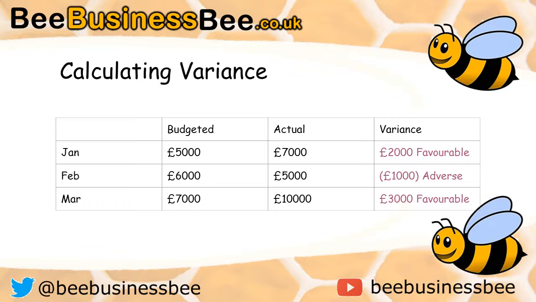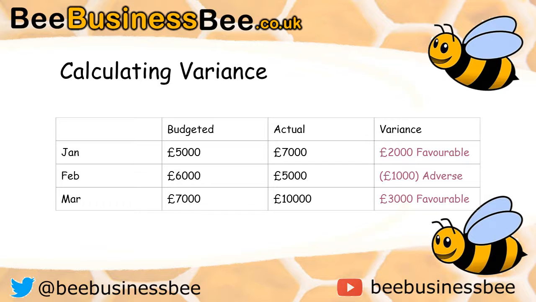In February, however, I budgeted to actually make a profit of £6,000, but I actually only made a profit of £5,000. I've done worse. Now notice I put it in brackets. I'm using my same policy of negatives in brackets of minus £1,000. Now because I've done worse than expected, that's called adverse. I've done worse, adverse, worse than expected.